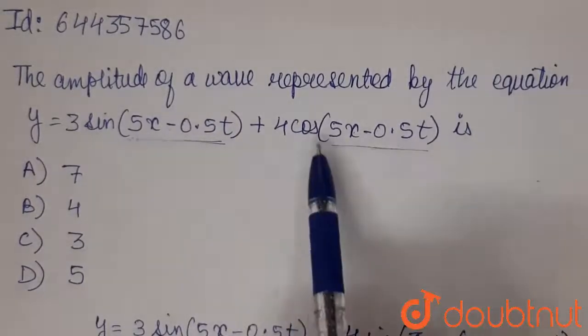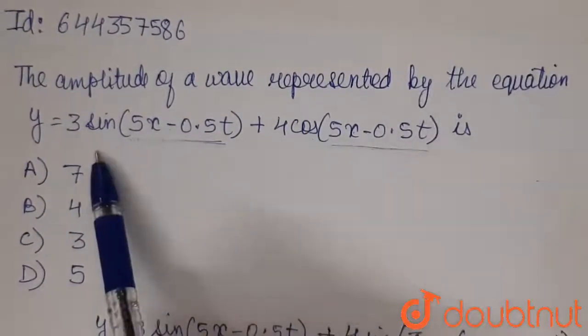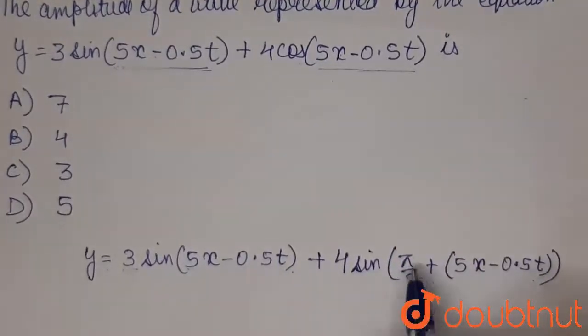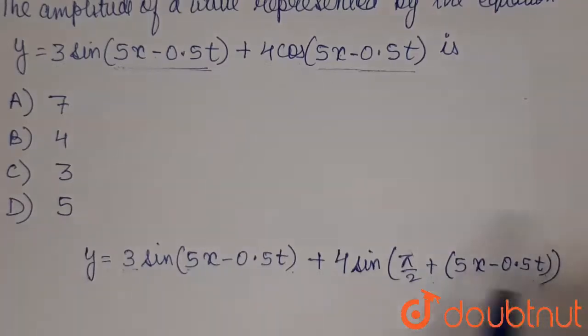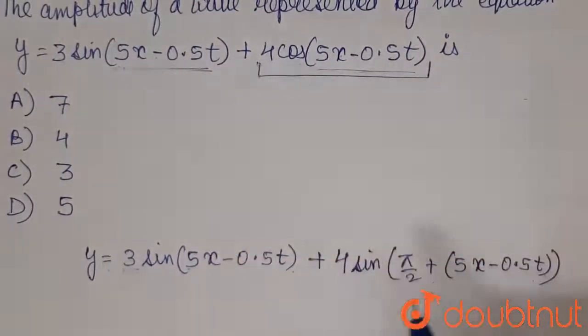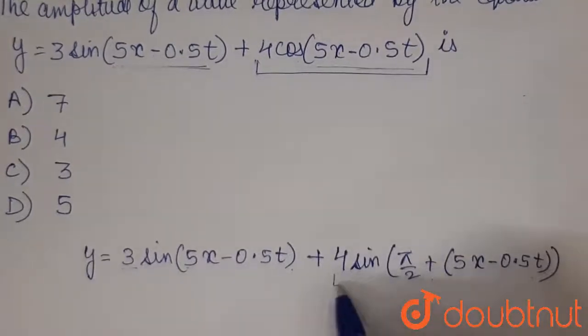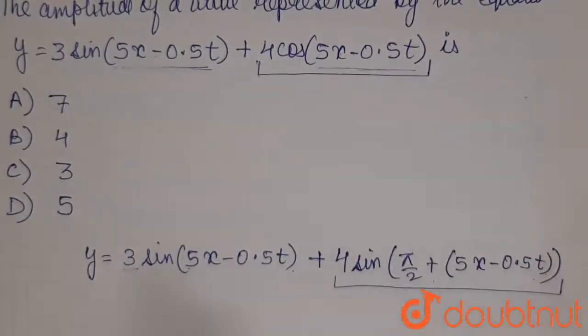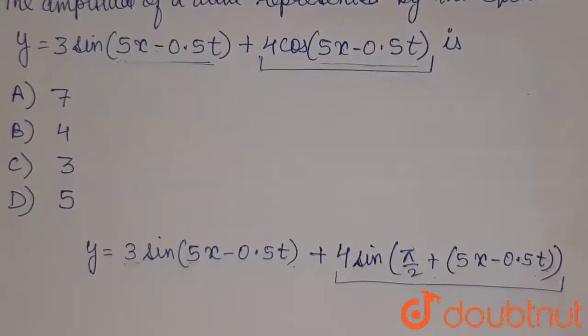So let's convert this cos function into a sine function. We can do this by adding pi by 2 in it. So this becomes sine(pi by 2 plus 5x minus 0.5t). So I've converted the second part, 4 cos(5x minus 0.5t), to the sine function. So now we can apply phasor analysis in order to find out the amplitude of the resultant wave.